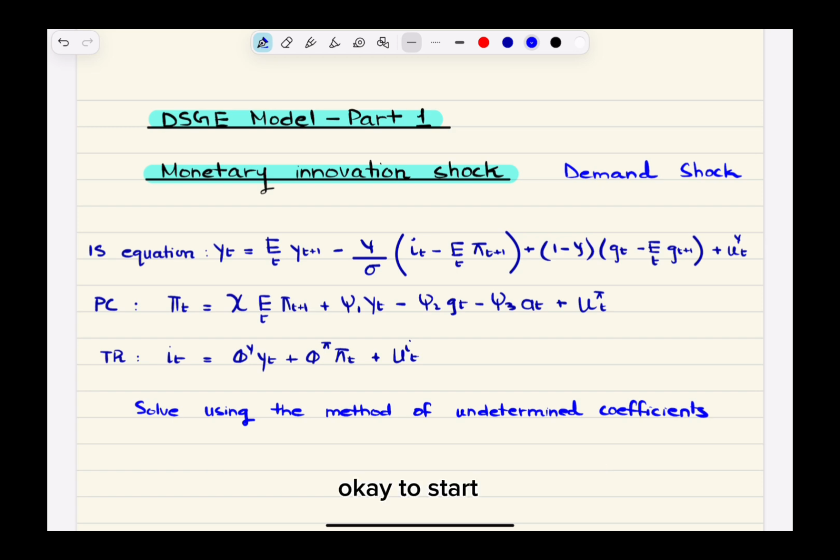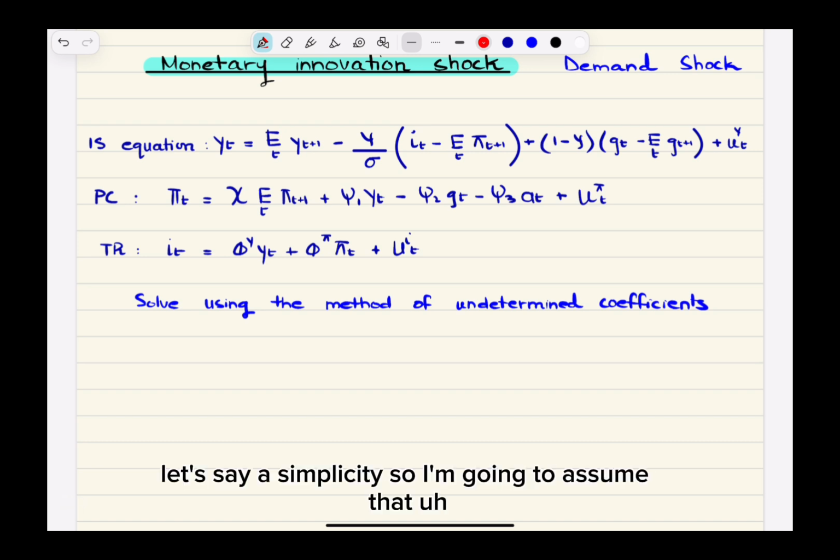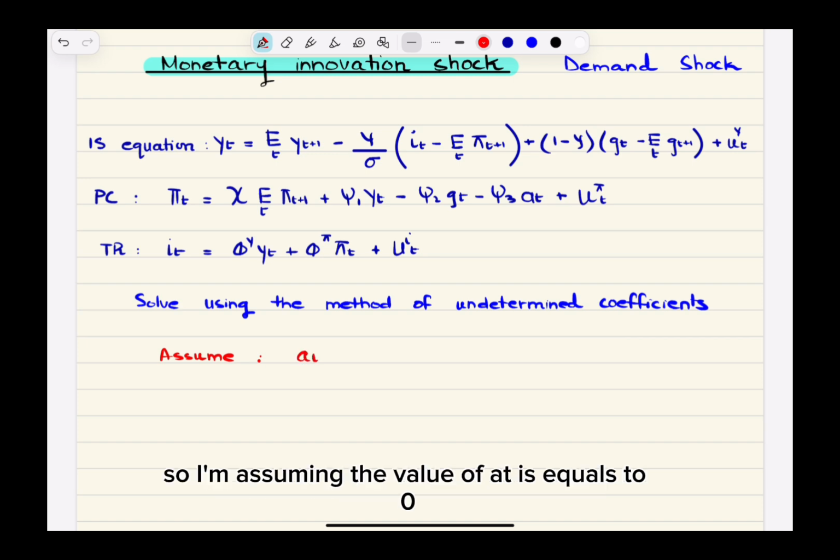Okay, to start, I'm firstly going to assume a few things for, let's say, simplicity. So I'm going to assume that there is no growth in innovation. So I'm assuming the value of A_t is equal to 0.